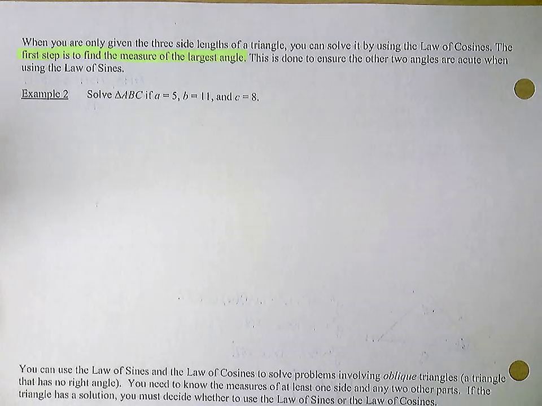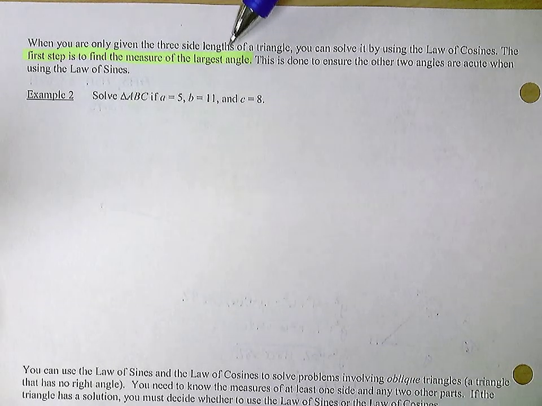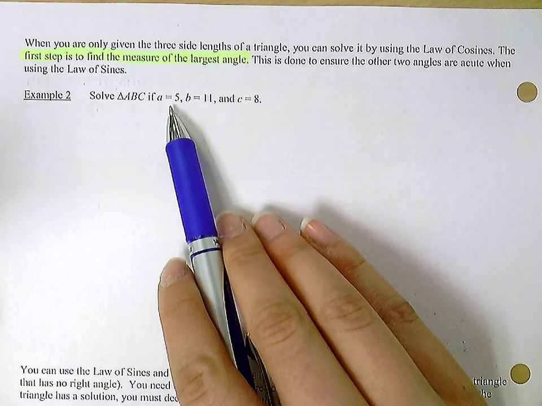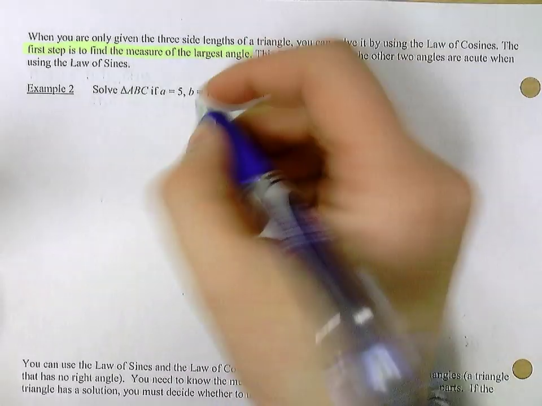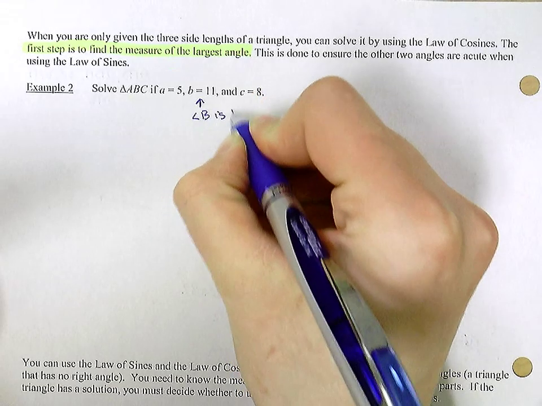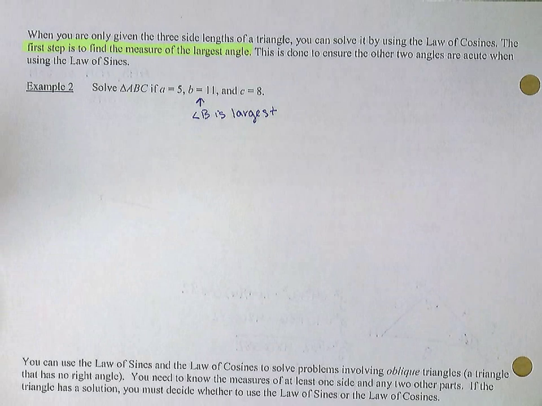Okay, so again, what I highlighted here, your first step is to find the measure of the largest angle. That means the capital letter attached to the cosine in law of cosines, your opposite side has to be the largest side. So in this case, which one of these angles, A, B, or C, would be the largest angle? B. Okay, because side B is the largest side. So angle B has to be the largest angle. So that means using law of cosines, I have to find angle B first.